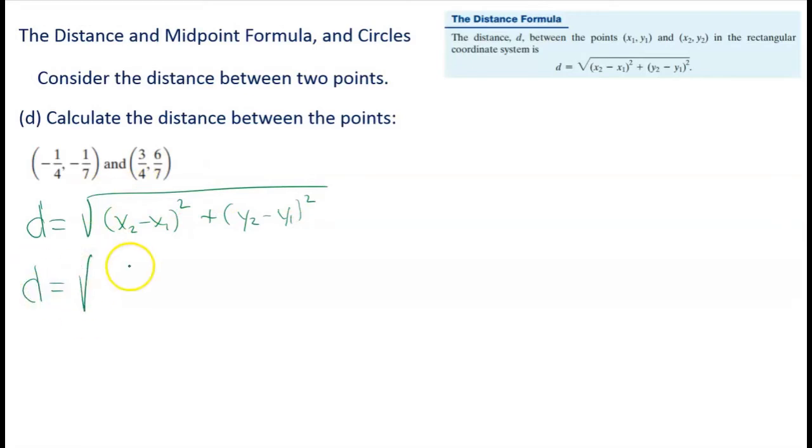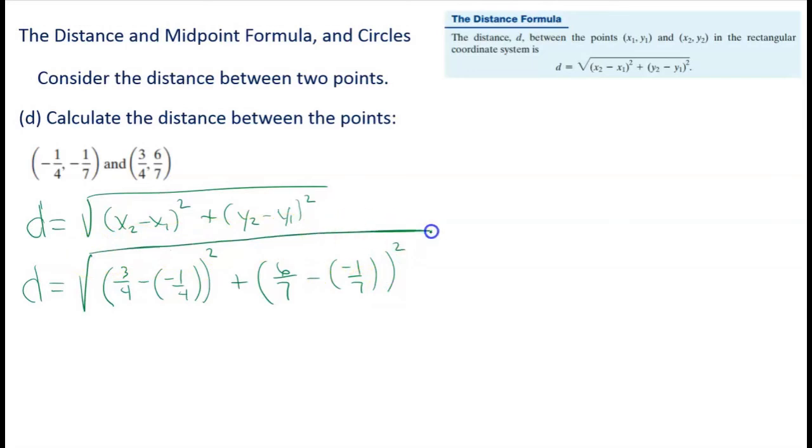Okay, and don't lose any parts. Make sure you keep all of the symbols there. X2, which is going to be 3/4, minus X1, which is negative 1/4. Notice I wrote my minus and my negative, plus Y2, which is 6/7, minus Y1, which is negative 1/7. Another minus a negative number.